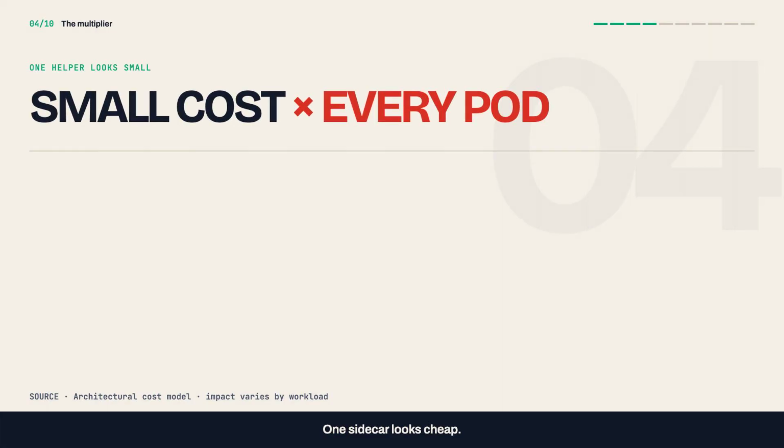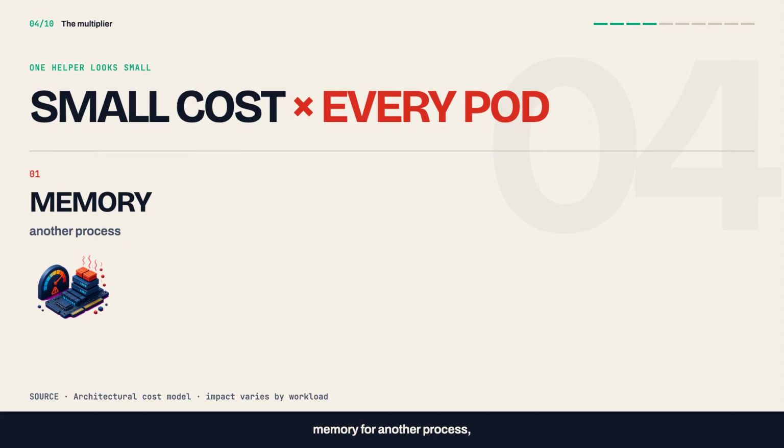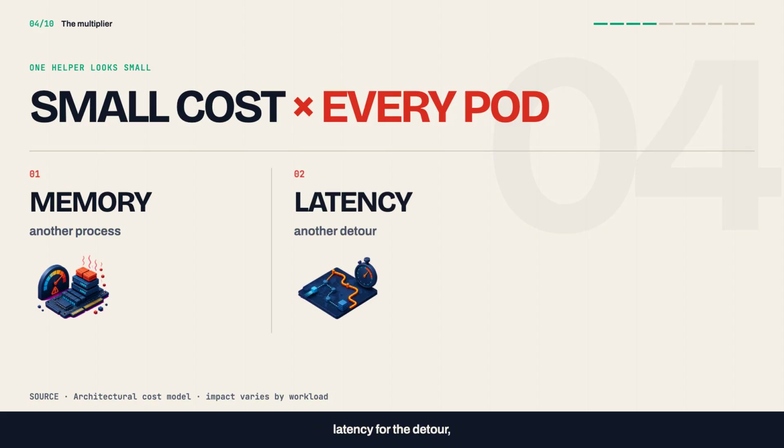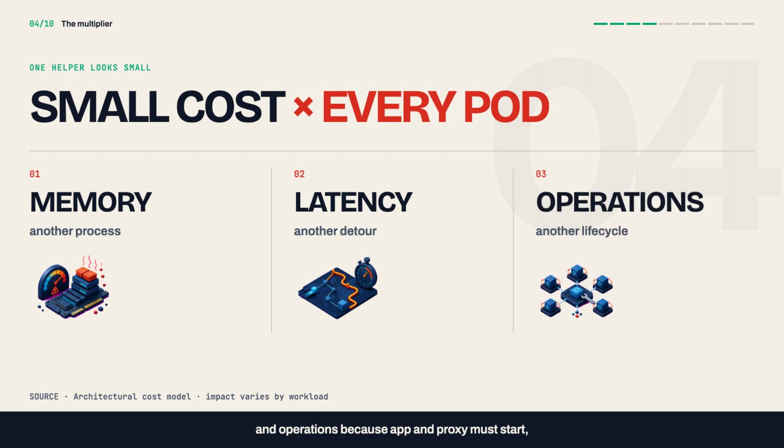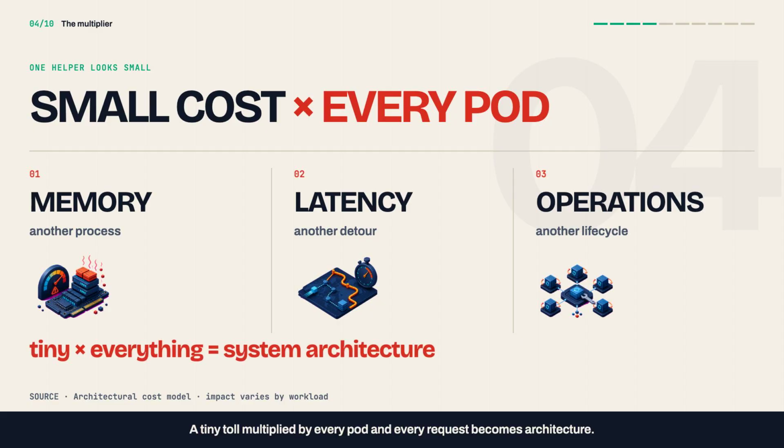And sidecar looks cheap. Scale creates 3 bills: memory for another process, latency for the detour, and operations because app and proxy must start, upgrade, and stop together. A tiny toll multiplied by every pod, and every request becomes architecture.